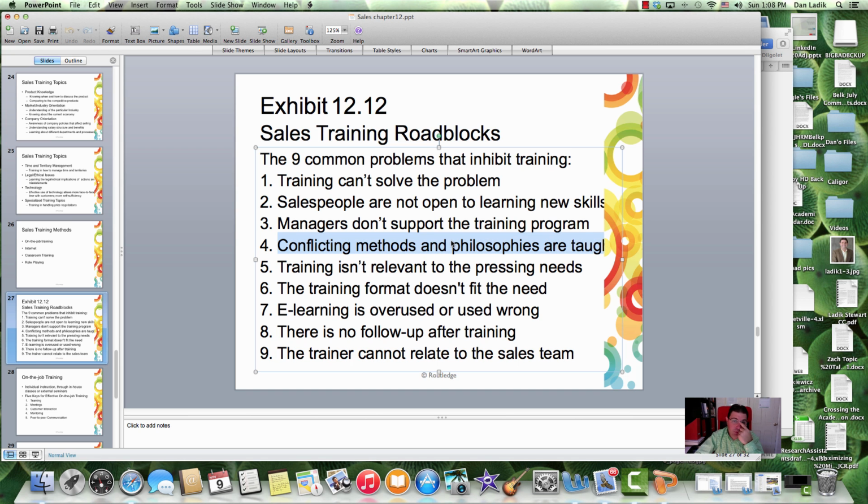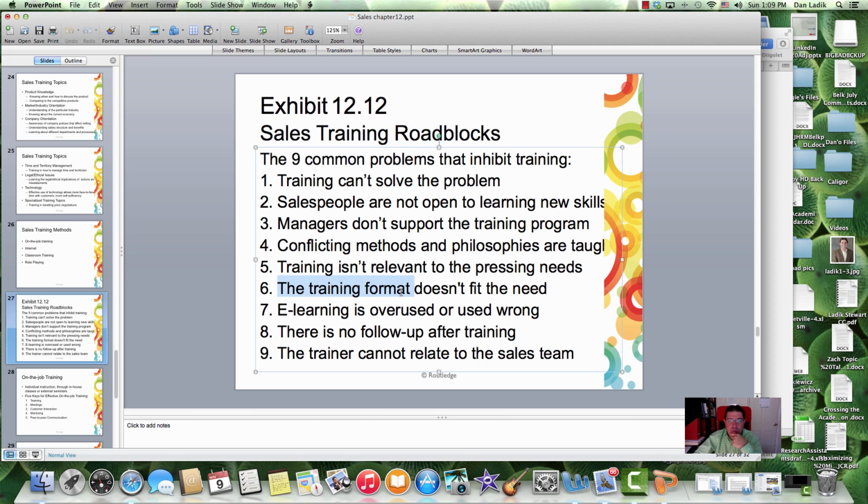Hopefully you don't have this problem. But sometimes you're trained on one thing, then you're trained on another, and there's some conflict. There's some ambiguity, and the methods or philosophies conflict. So you learn an old school technique even though you're a new school firm. You could get some training that's not relevant to what you need the most. That could be a problem.